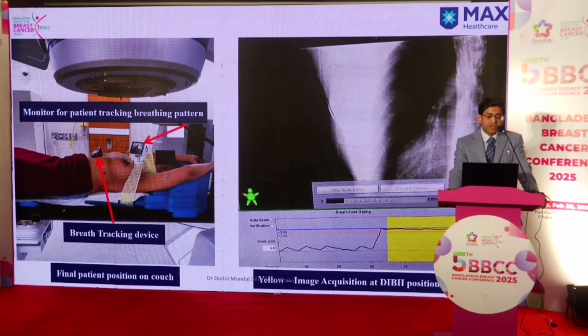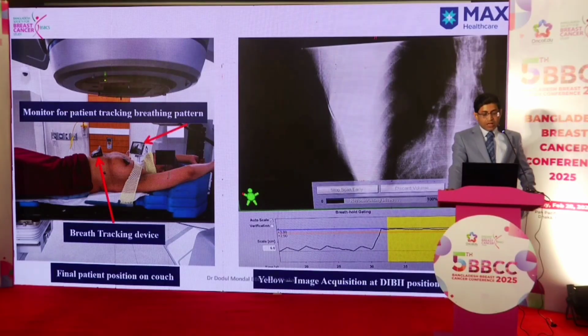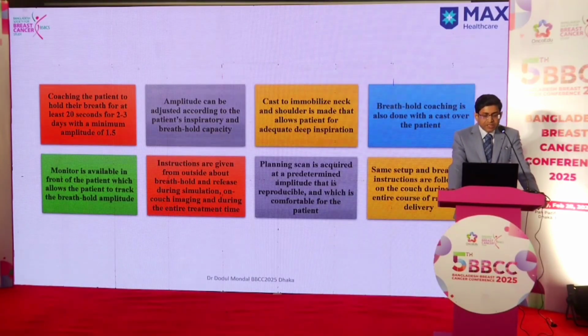We use a very limited body mold to fix the chin and the upper part of the chest. We do not cover the breast with mold, so that the chest wall can expand maximally. Anything put over this part will reduce the chest wall movement, and that will nullify the main purpose of DIBH. And this is in short how DIBH is practiced in my center.